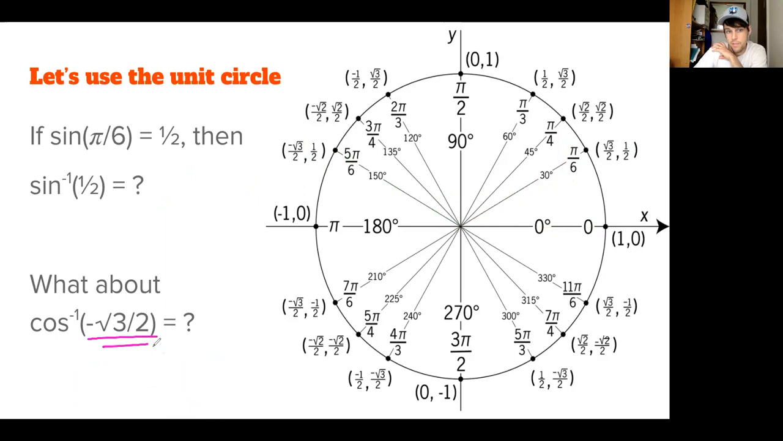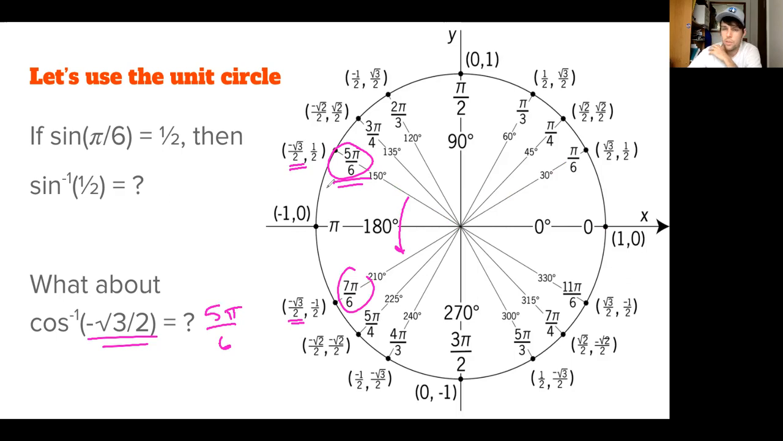What about cosine inverse of negative root 3/2? Again, that's asking us what angle is going to give us a cosine ratio of this. Cosine is the x, and we can see it here. This is the first one, and here is another one. The cosine values are actually symmetrical across the y-axis, but sorry, across the x-axis here. These are both of these. So which one is the answer? Is it 5 pi over 6? Is it 7 pi over 6? Well, actually, it's this one, 5 pi over 6.